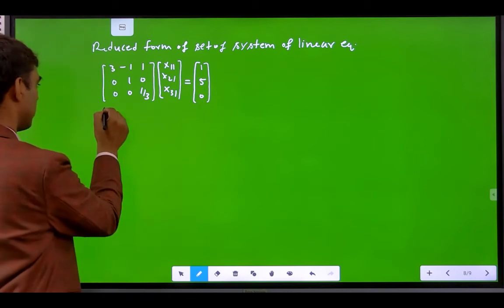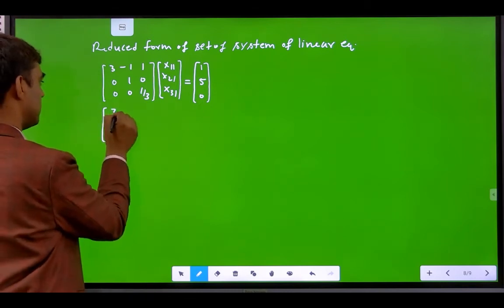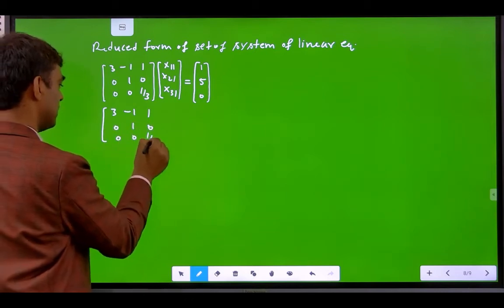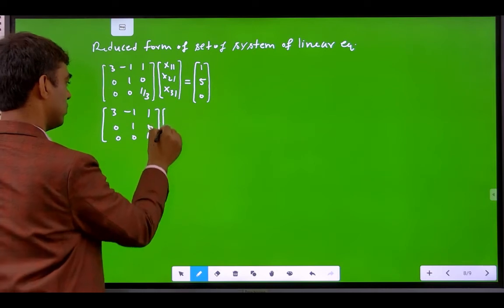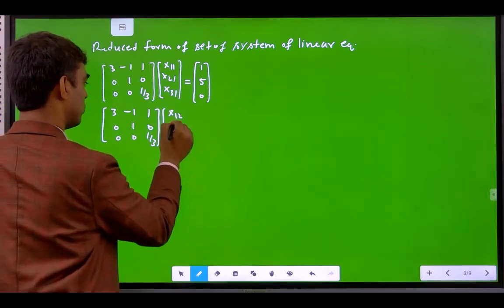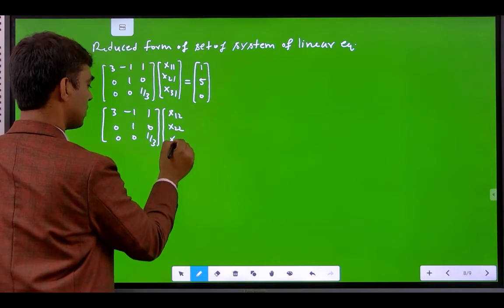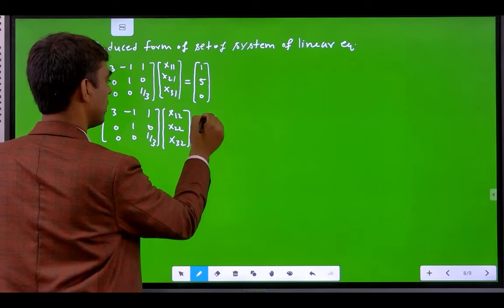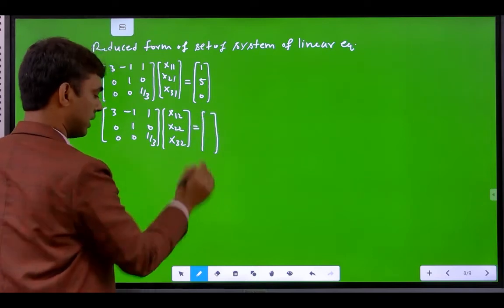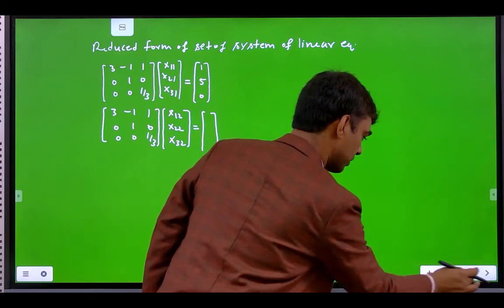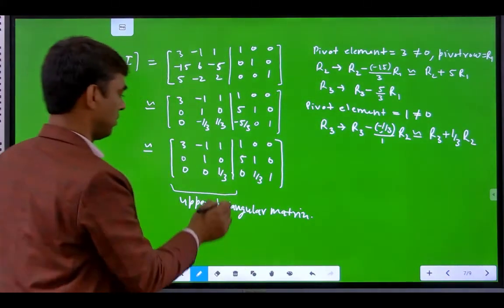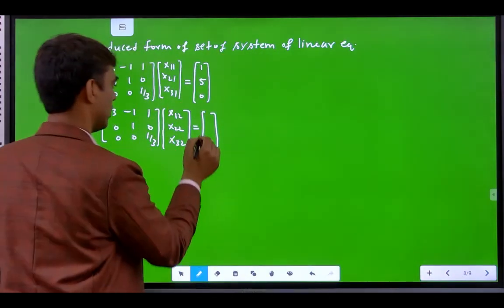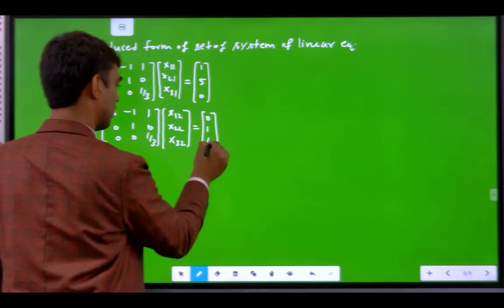Now the second. Matrix A remains unchanged: 3, minus 1, 1, 0, 1, 0, 0, 0, 1 by 3. And what is the unknown? The unknowns are x12, x22, x32. This equals the second column of the right hand side, the second column of the second matrix of the augmented partition matrix. So 0, 1, 1 by 3.